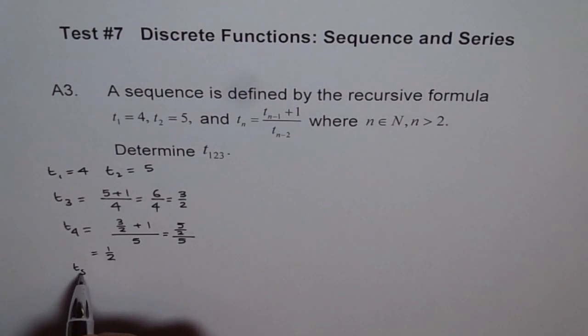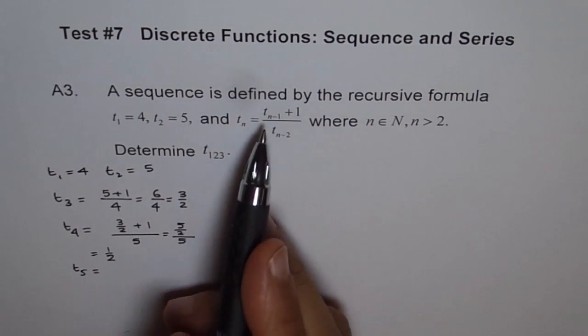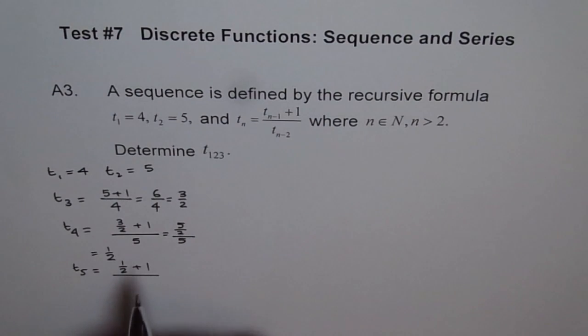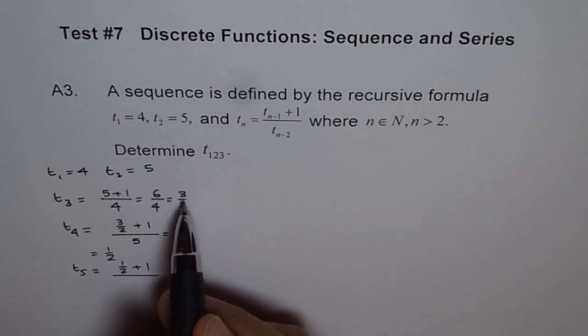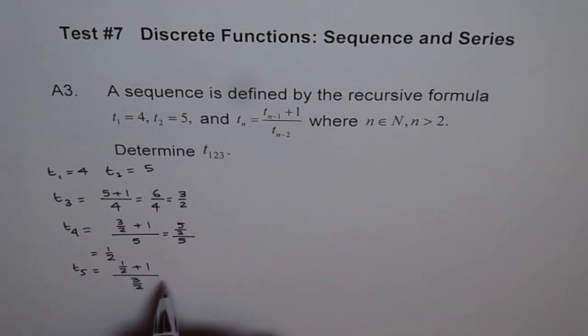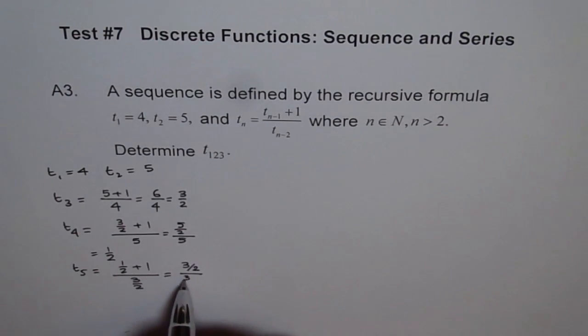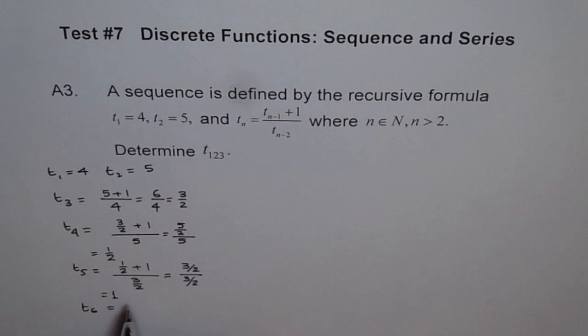t5. t5 is the previous term plus 1, which is half plus 1, divided by the term before that, which is 3 by 2. So 1 plus half is 3 by 2. So we get 3 by 2 over 3 by 2, which is 1. Correct. Now let's see what t6 is. t6 equals the previous term plus 1, which is 1 plus 1, divided by the one previous to that, which is half.